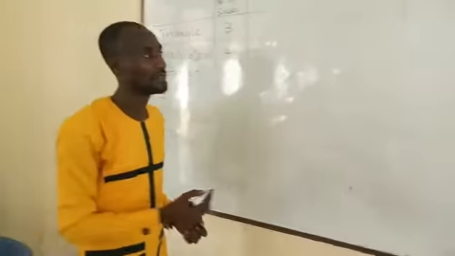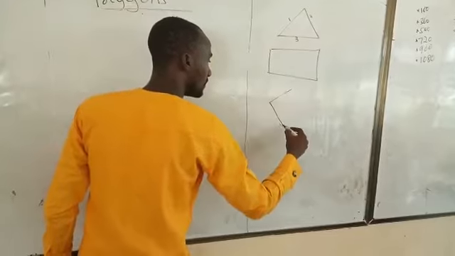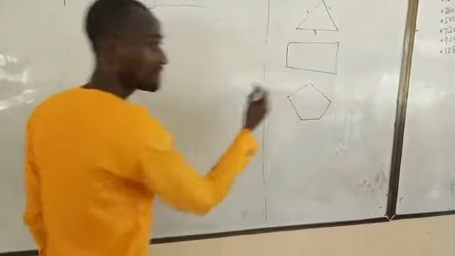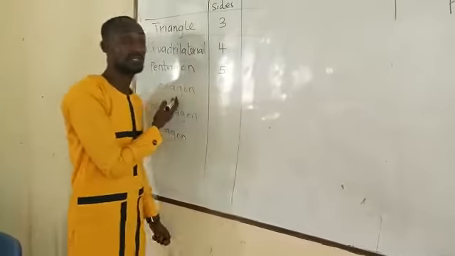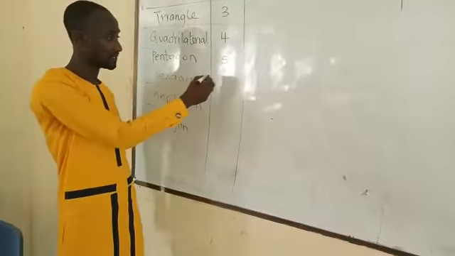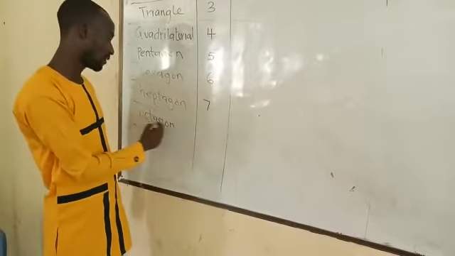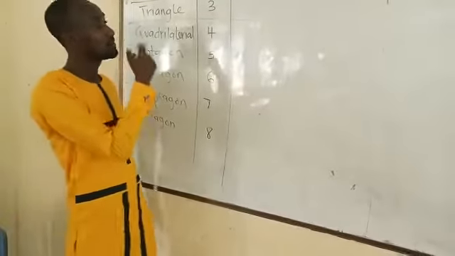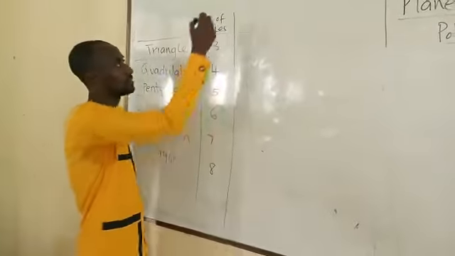Pentagon. It's having 5 sides. So 1, 2, 3, 4, and 5. So a 5-sided figure is called a pentagon. So what do you think? Hexagon will be a 6-sided figure. Heptagon 7-sided. Octagon 8. Nonagon 9. So we want to see the number of triangles you can get out of each of these polygons.